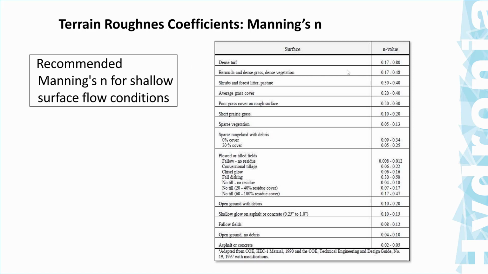This table gives general recommendations depending on the terrain coverage, and you can adjust these empirical parameters. It's part of the calibration process, as we will see, that you can adjust these empirical parameters in order to make the model fit some measurements.